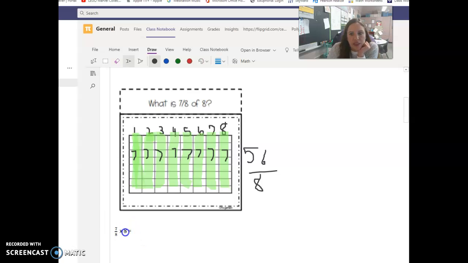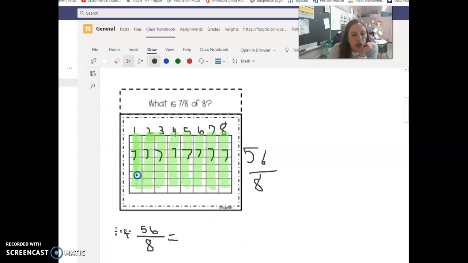Let's see if we get the same number if we multiply. Well, I need to turn my 8 into a fraction by putting a fraction line and a 1 underneath. 7 times 8 is 56. And 8 times 1 is 8. So yes, we get the same thing. So how can we figure out how many wholes this is?